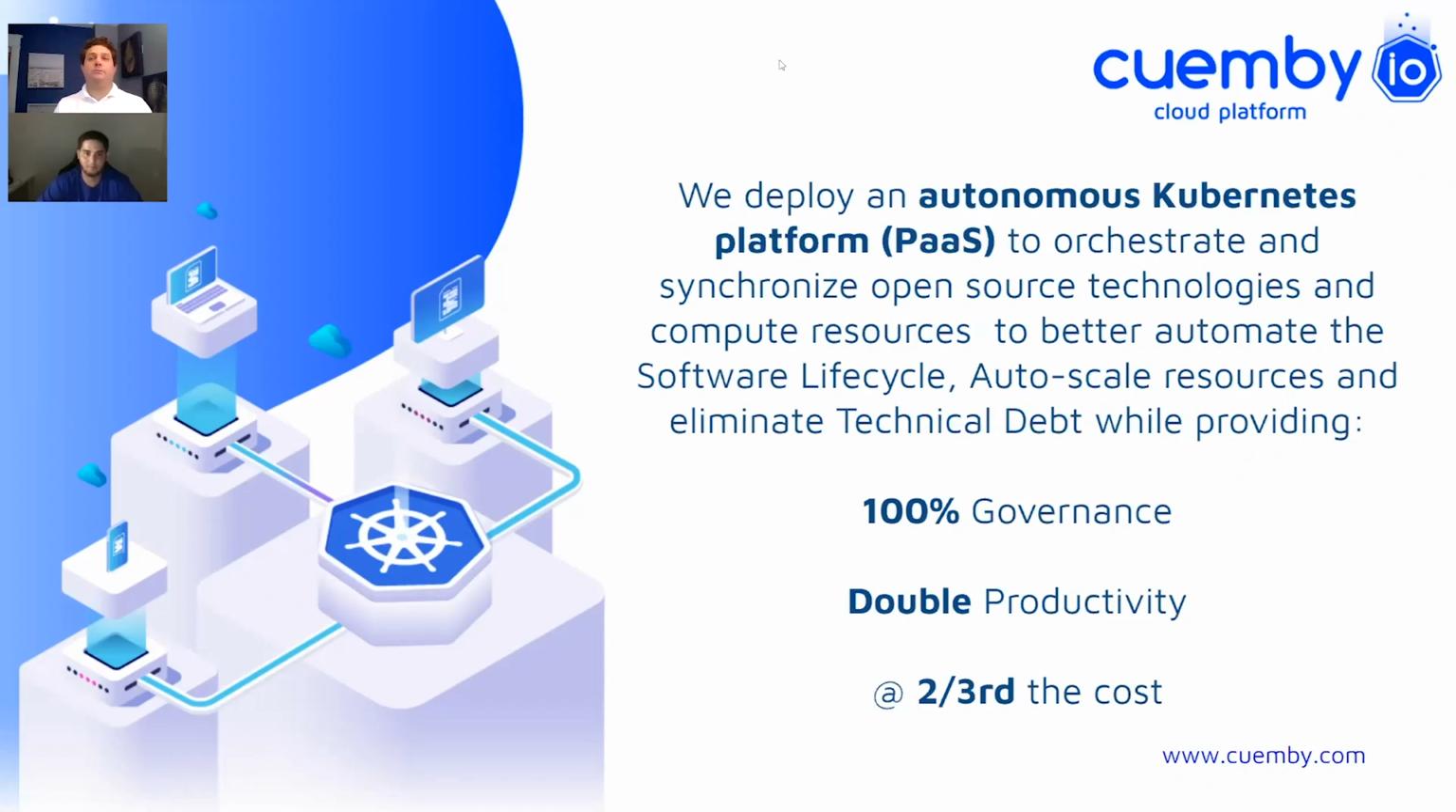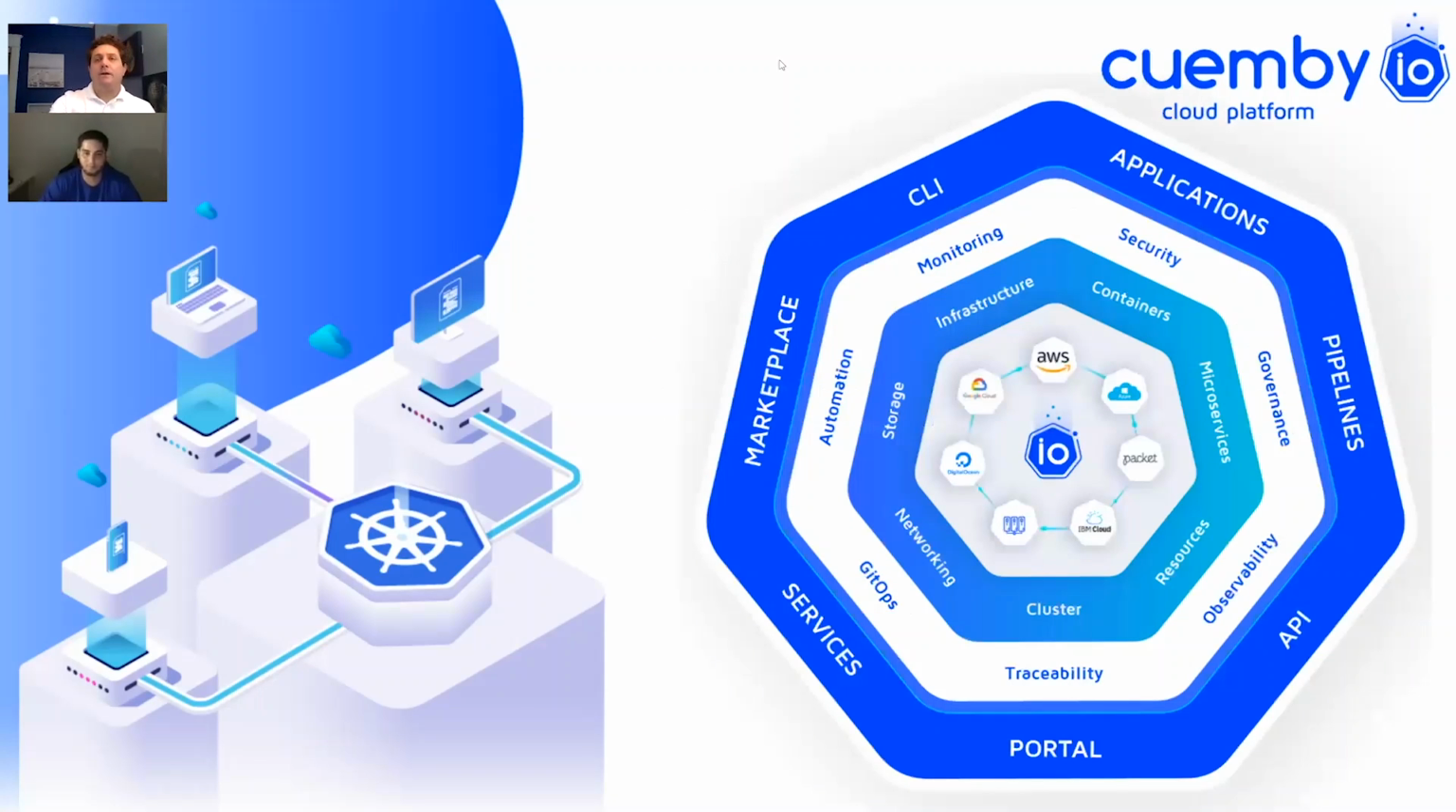What we really do is deploy an autonomous Kubernetes platform to orchestrate and synchronize all the open source technology and compute resources to better automate the software lifecycle, auto-scale the resources, and eliminate technical debt. And when we do that, we provide 100% governance, we double your productivity, and we do it at 2/3 the cost.